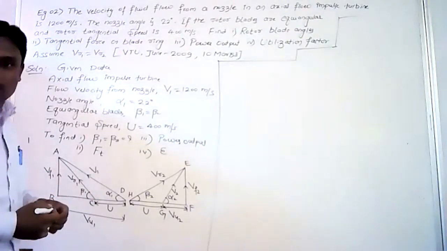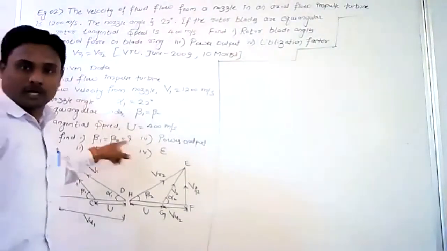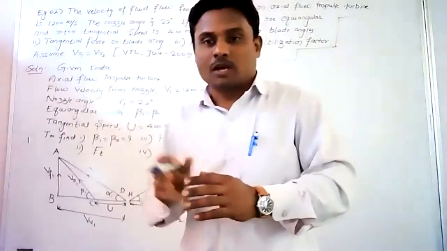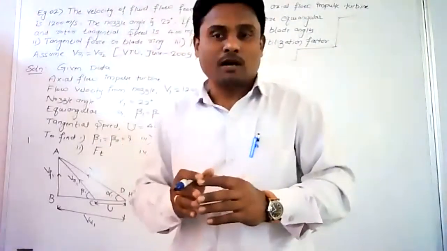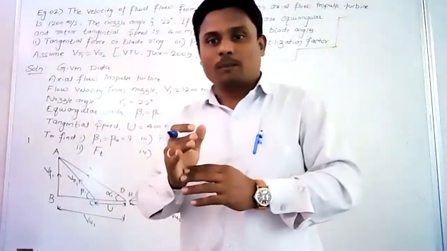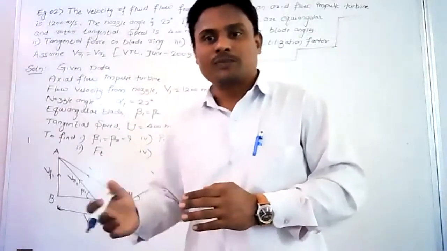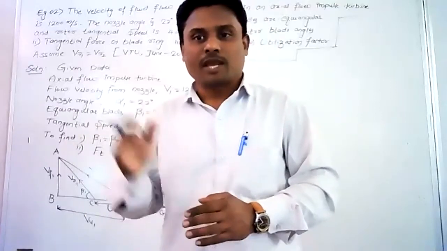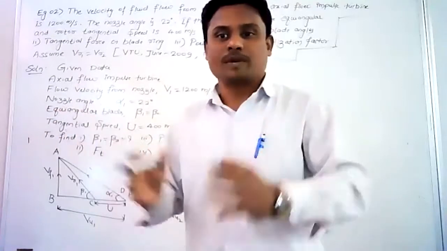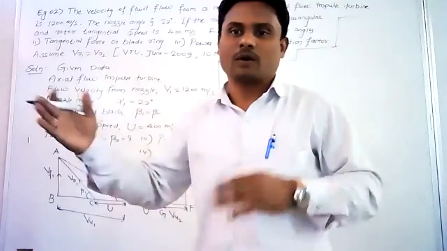Now in the first bit, he is asking us to calculate the value of beta 1 equals beta 2. Since the moving blades are equiangular, we have to consider beta 1 equals beta 2. I repeat, rotor blades, moving blades are equiangular. If they are equiangular, then we take beta 1 equals beta 2. That means the inlet blade angle equals the outlet blade angle.